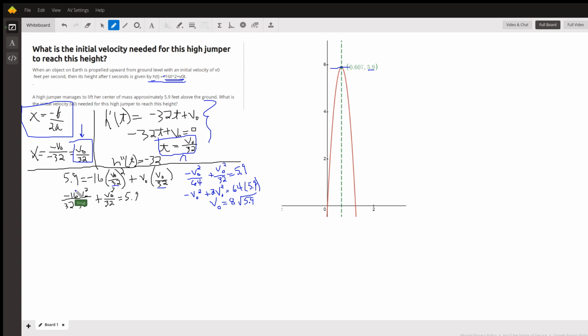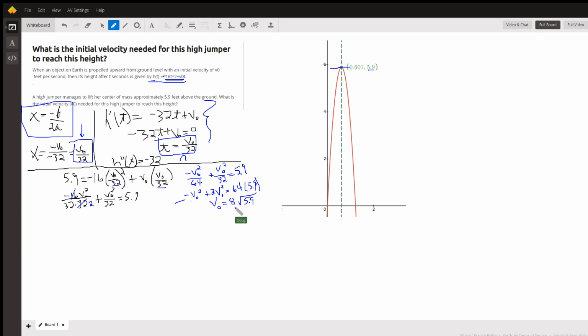V sub 0, negative 16 over the 32 squared. You can see that one of these 32s allows us to do this. So we get negative v sub 0 squared over 64 plus v sub 0 squared over 32. I can clear the equation of fractions by multiplying every term by 64. These two terms combine to v sub 0 squared.